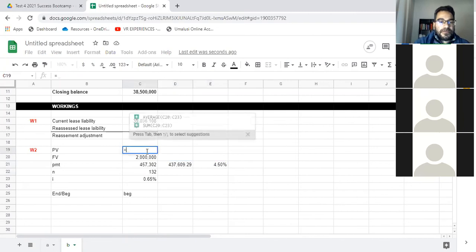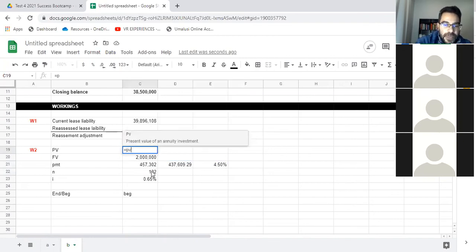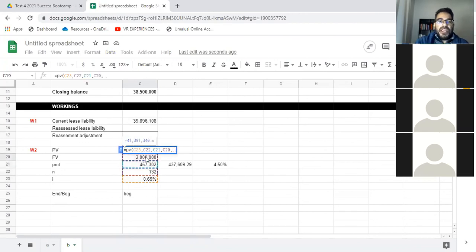Sorry, just for that payment amount, it ends in 607, not 609. Okay, so I'm going to change it now. So it's going to be present value. They want I, they want N, they want PMT, they want future value, then they want beginning or end. If it's end, we put in 0. If it's beginning, in Google Sheets, 1. So that's what I do. So there we go. That is the reassessed amount.